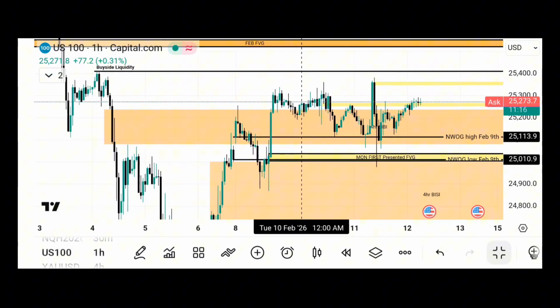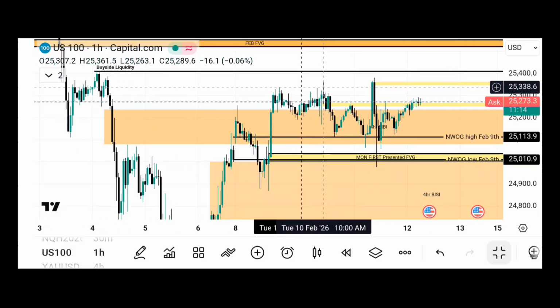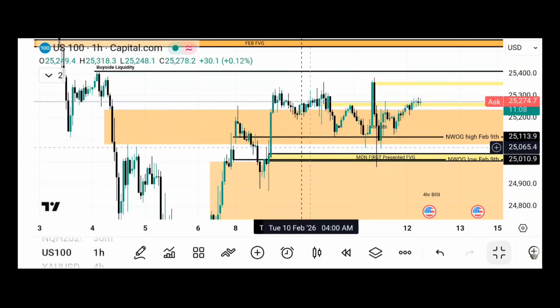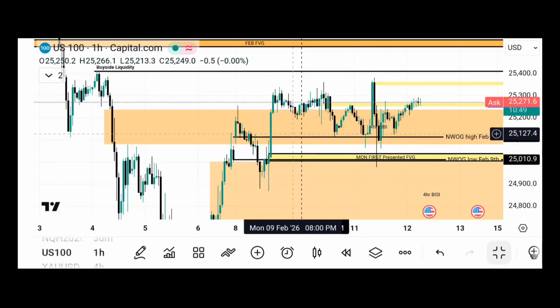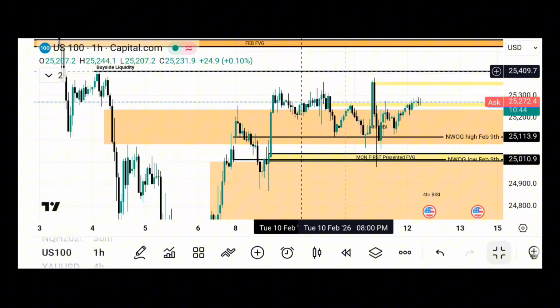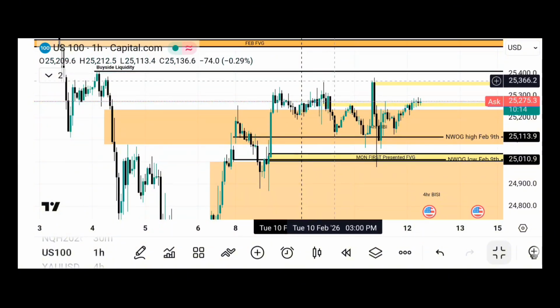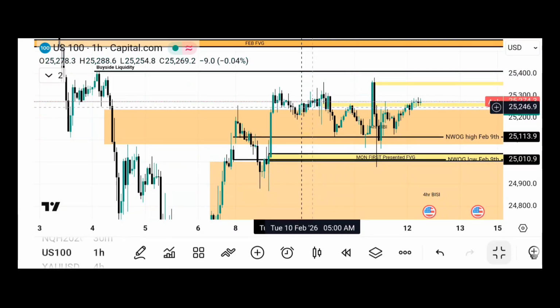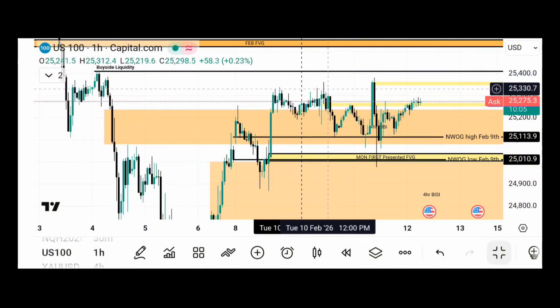Now, like I was saying, my bias was bullish, but I would only be bullish if price would go down into this new week open gap. Then if price offers me an opportunity, that's when I'm going to buy to get to this level right here. And this is Tuesday, a day before NFP. So there were lots of shenanigans going on in the marketplace. For those who actually traded on this day, you know what I'm talking about.